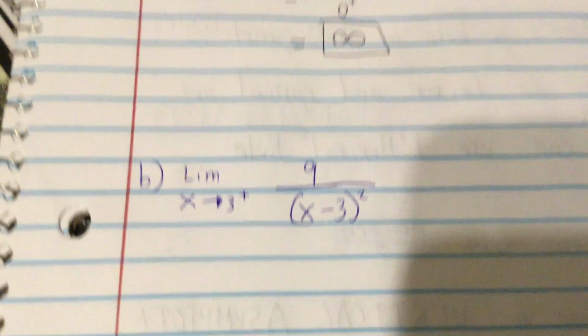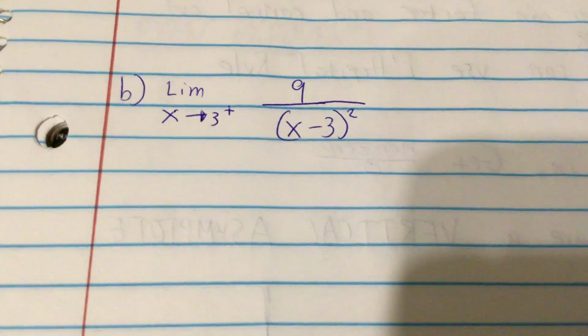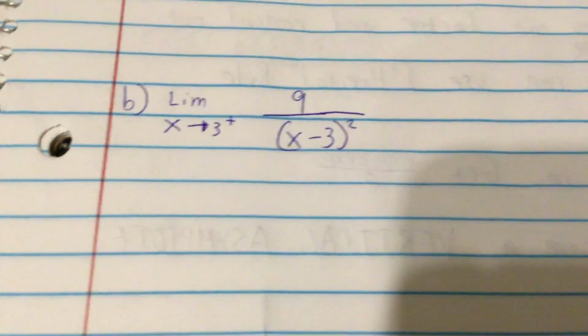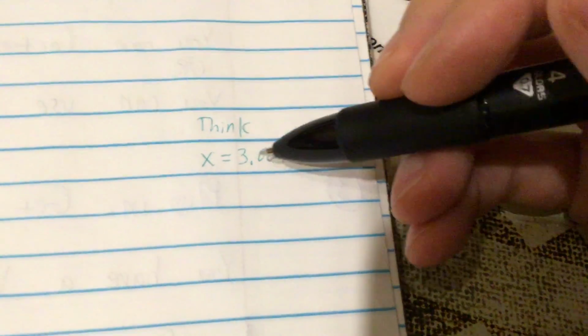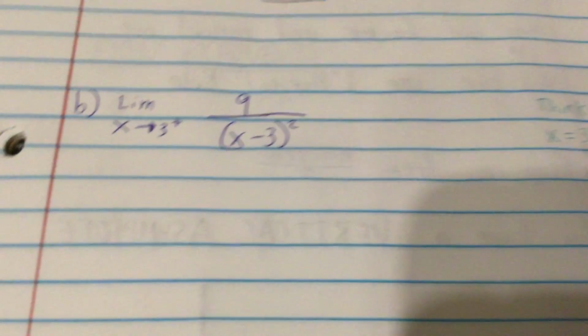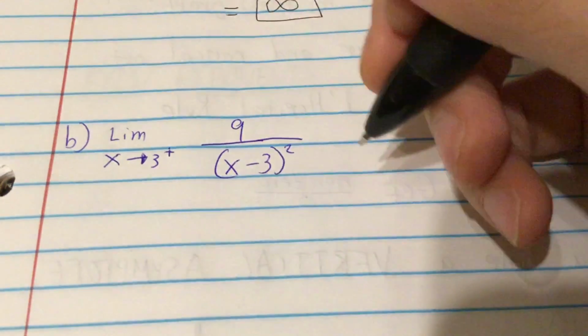Well, let's check this part out over here. So if I'm plugging in the right-hand limit of 3, I'm approaching x equals 3 just barely bigger than 3 from the right side. So think x is equal to 3.001, but we're really just getting arbitrarily closer and closer to 3. So let's do that.